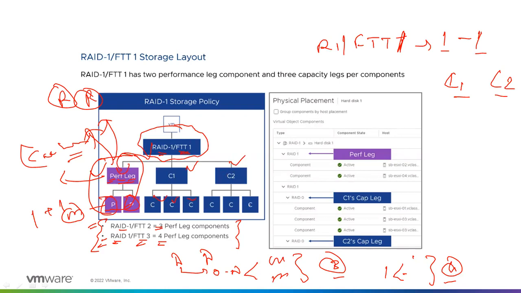Because within this, the underlying component will be further split into three components. Got it, sir. The underlying component will be further split into three components.